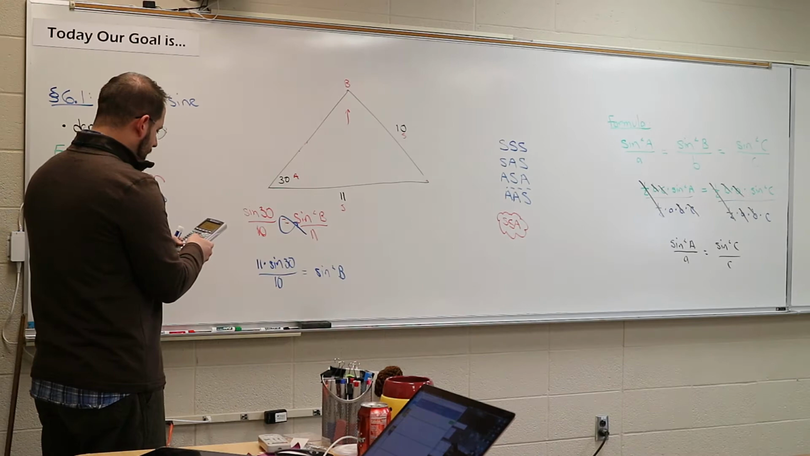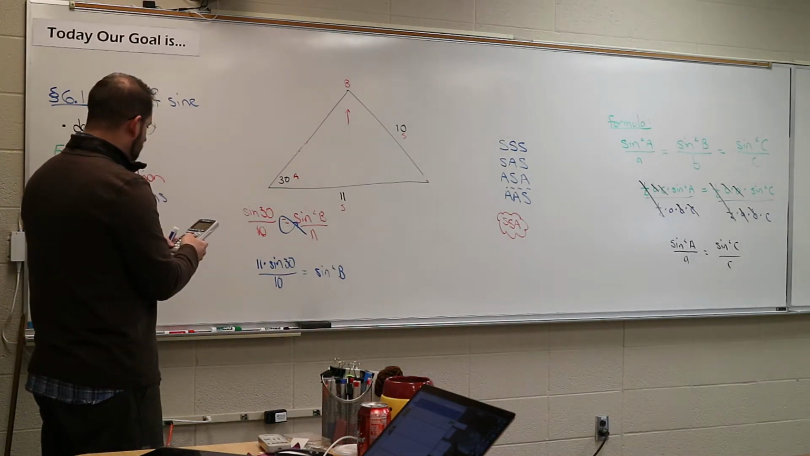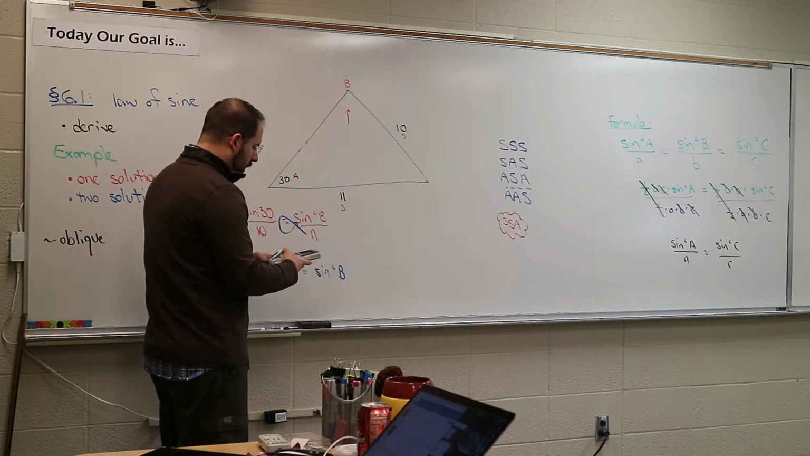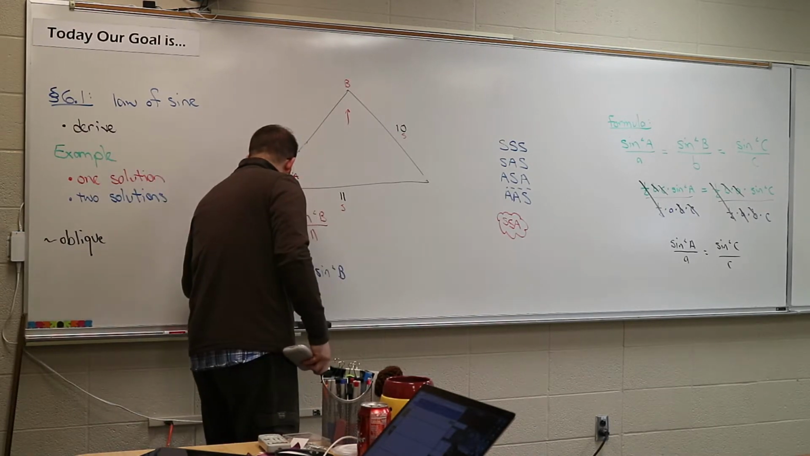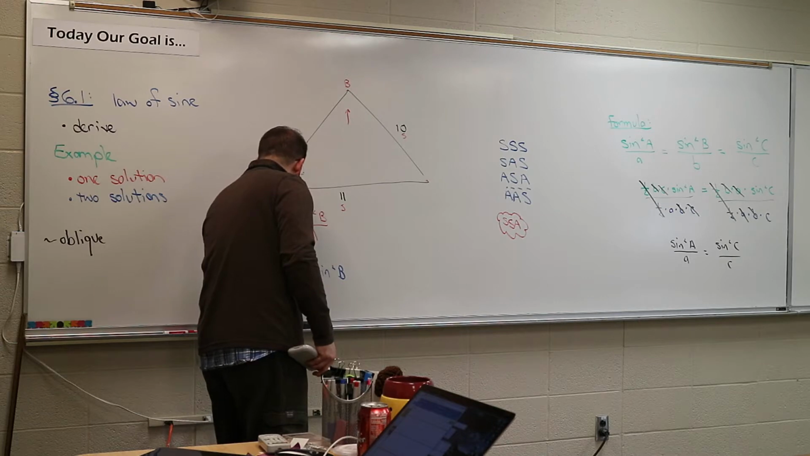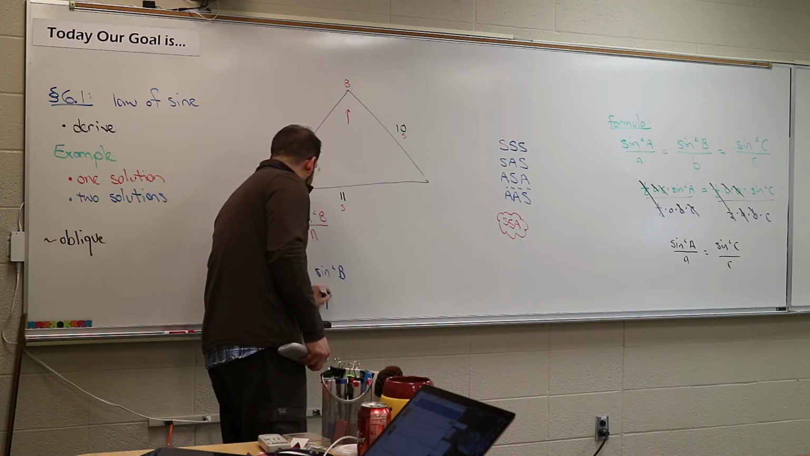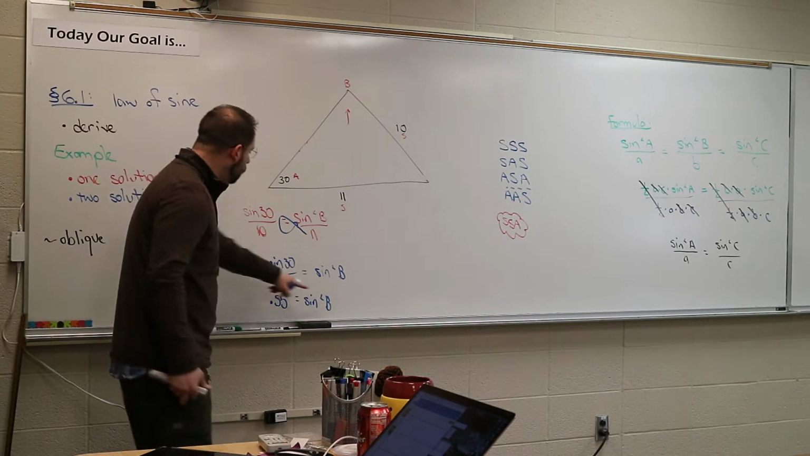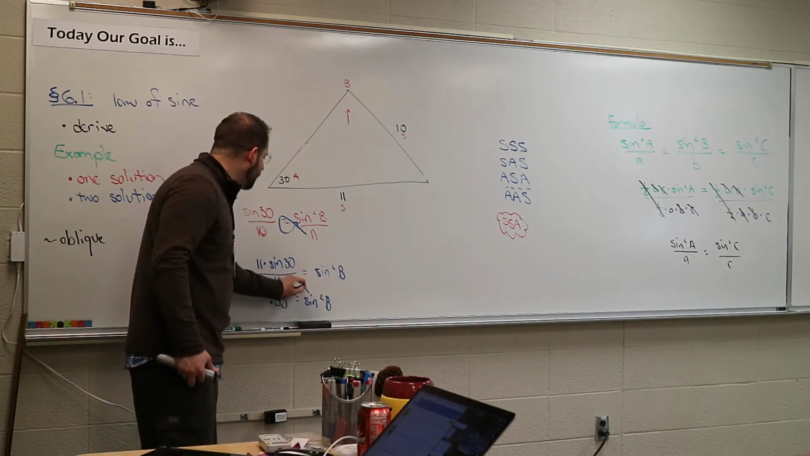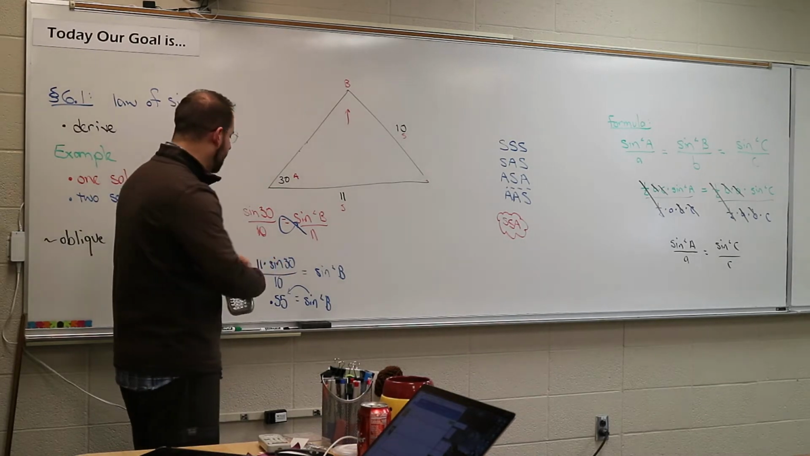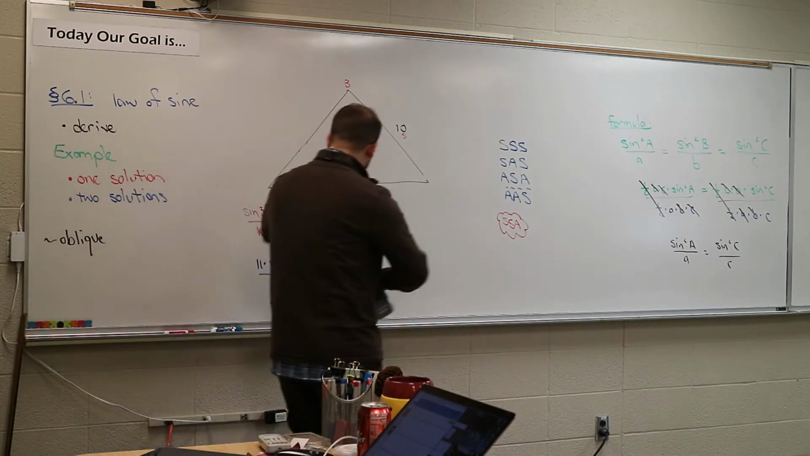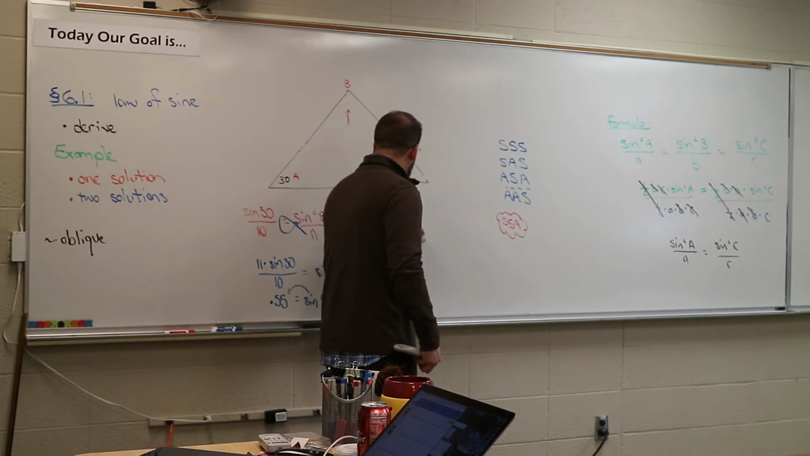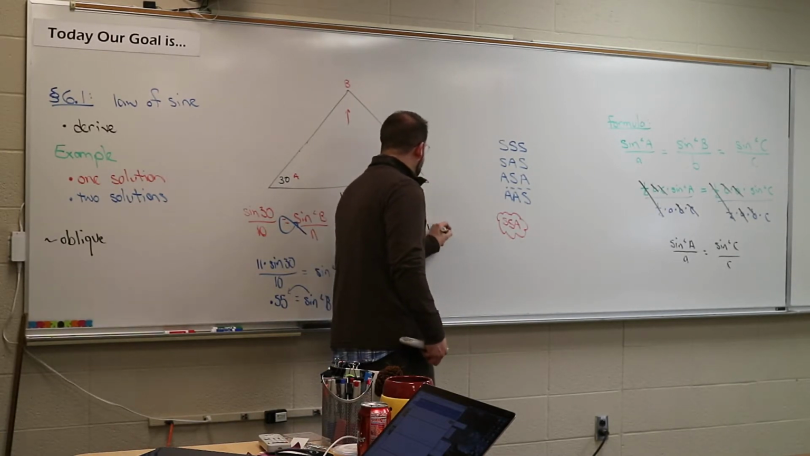11 times sine of 30, that answer is 5.5 here, divided by 10, you get 0.55, and you get sine of B. Then I'll take the inverse sine to the other side, because if you need to find the angle, that's where you always use the inverse buttons on your calculator to find angles. So if you don't know what that button is, it's doing this. Angle B is equal to the inverse sine of 0.55.